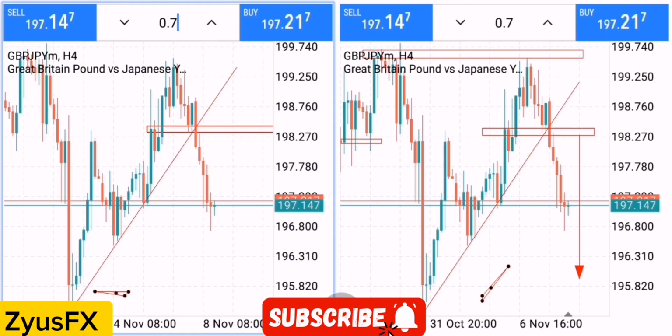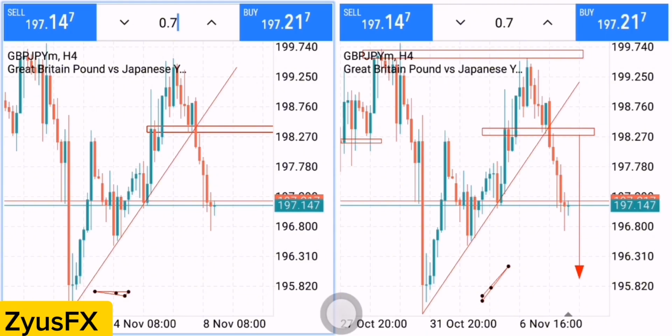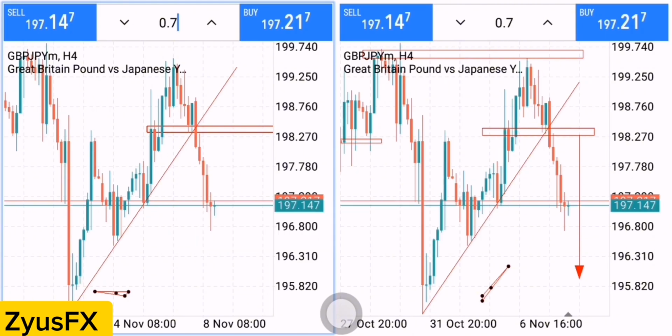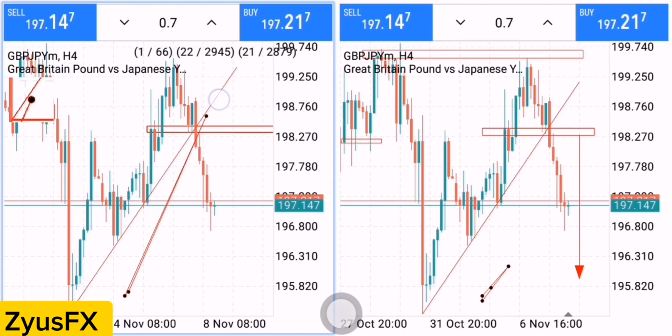When we come to our charts, the first thing we want to identify is what's the overall direction of the market. What's the bias of the market? Is the market trending up, down, or moving sideways? So let's use pound JPY as an example. Once we come to our chart, the first thing we did is to draw out our trend line, and this is what we identify as our trend line.